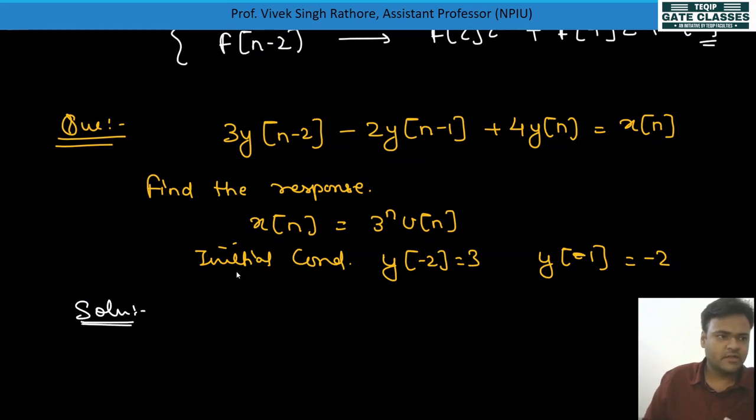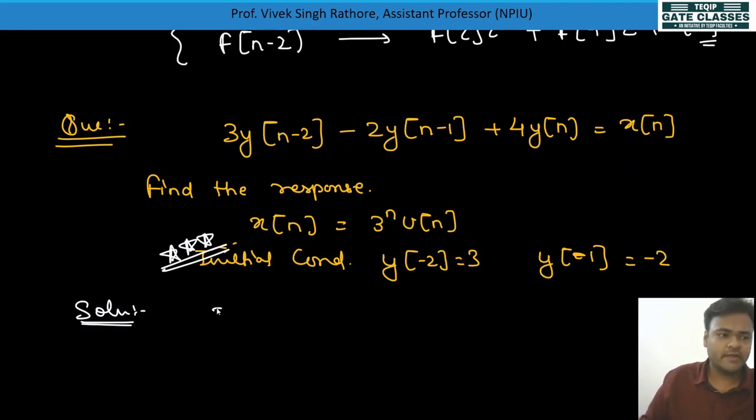So see, now the difference equation is given. You need to calculate the output response. Input is given, initial conditions are given. This type of question, y(n minus 2), can be converted using the Z transform. But just remember, when initial conditions are given, you don't take just the bilateral Z transform. You need to take the unilateral Z transform because initial conditions are given.